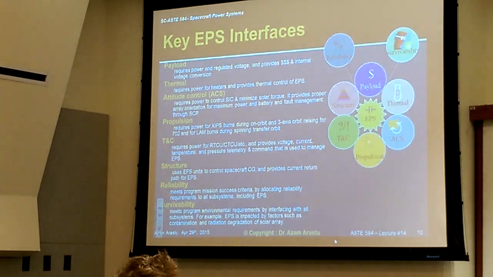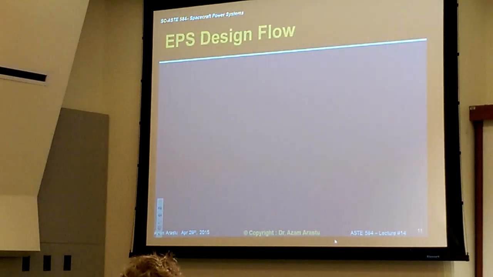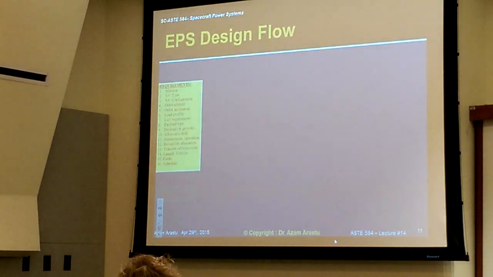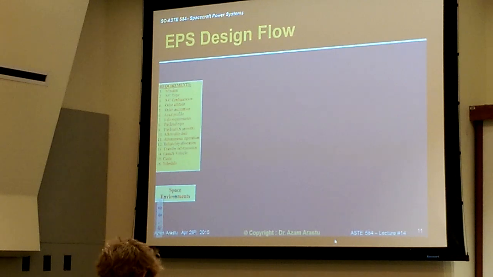It has to survive the environment and meet all these mission requirements and the contract. So those are the interfaces that we need to write down. So it all starts with requirements. The design flow is: you start with a whole bunch of requirements, these are some of them.